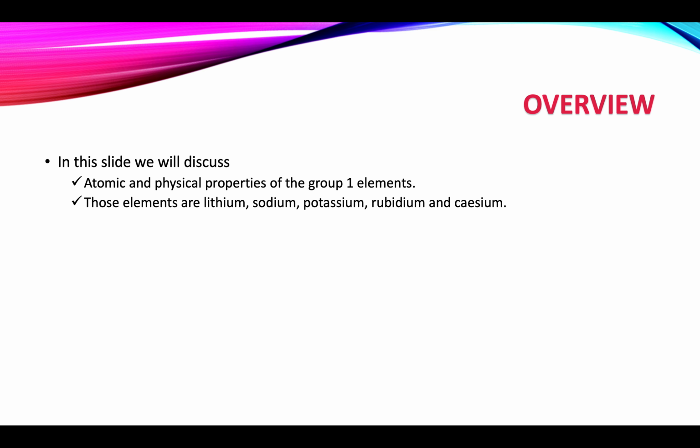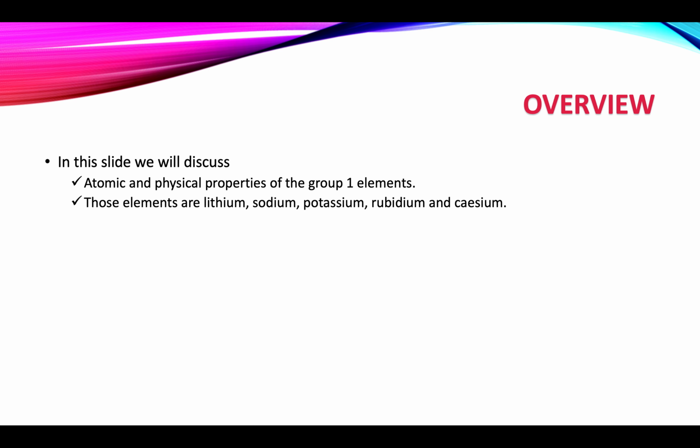In this slide we will discuss atomic and physical properties of the group 1 elements. Those elements are lithium, sodium, potassium, rubidium and cesium. These are the elements of group 1A and they are also known as alkali metals.